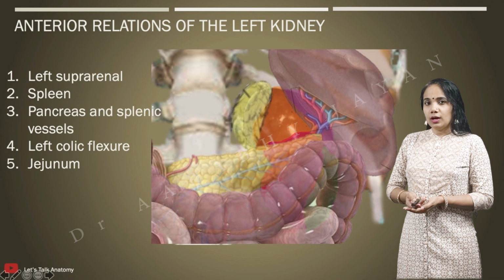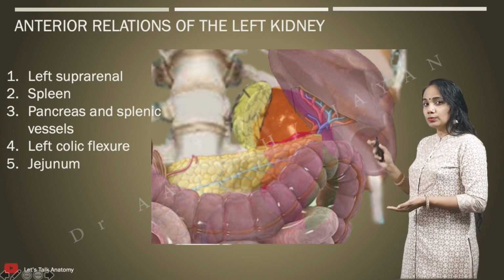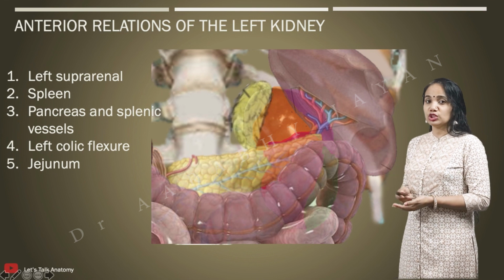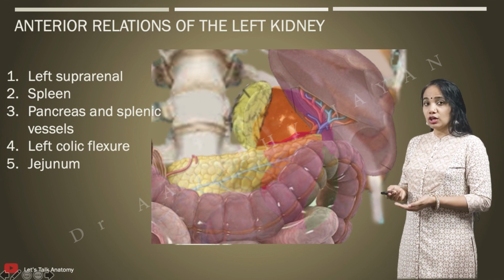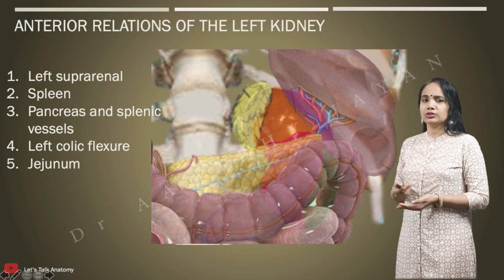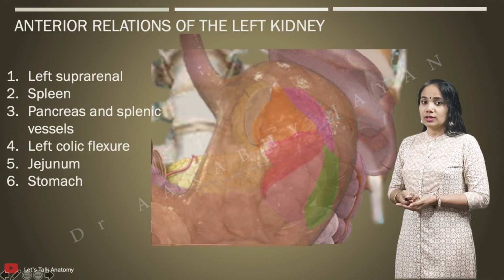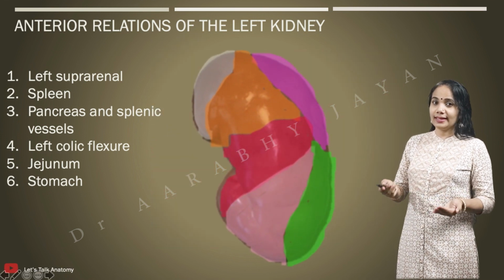Next, we'll place the colon and the small intestine, and here we have the splenic loop or the splenic flexure of the colon, the left colic flexure, plus a few loops of the jejunum similar to the right side, and finally we can place the stomach. So let's bring out those relations and name them.